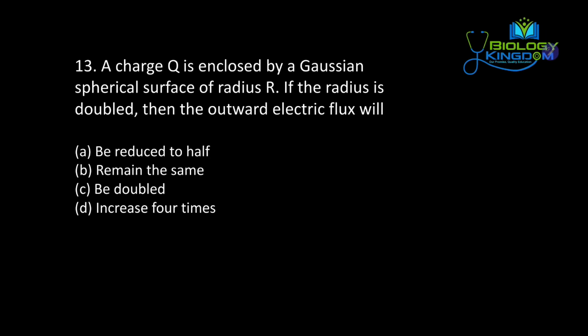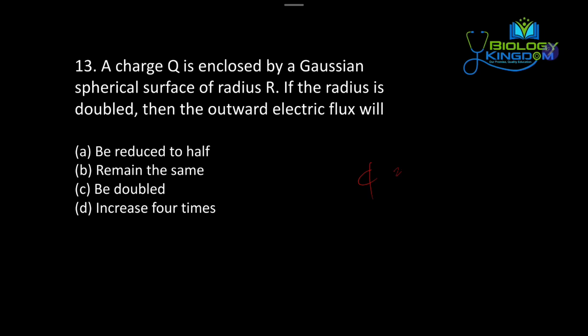Now we'll move to another question. Question number 13. A charge q is enclosed by a Gaussian surface of radius r. If the radius is doubled, the outward flux will be reduced to half, remain the same, be doubled, or increase 4 times.